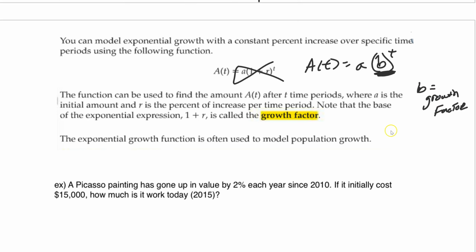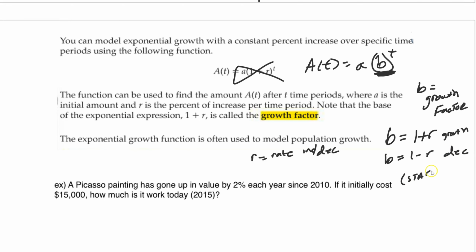So the way we find B is very simple. It is 1 plus r if it's a growth, where r is a rate, increase or decrease, and 1 minus r if it's a decay. So the key thing to keep in mind here is we always start at 100%. That's what the 1 is, start at 100%.